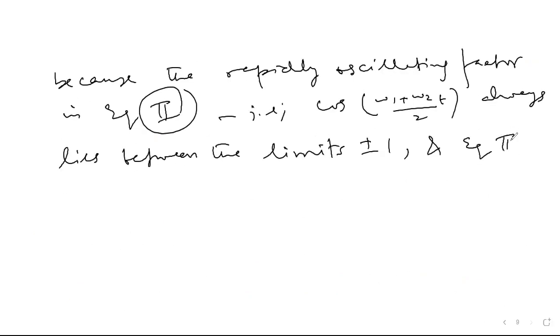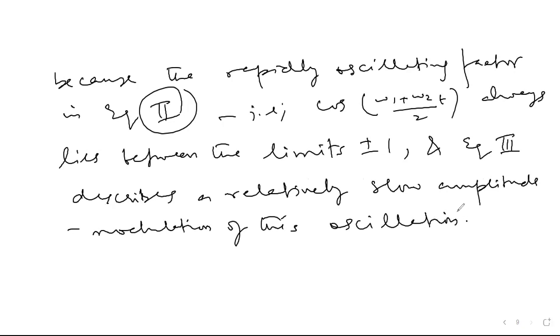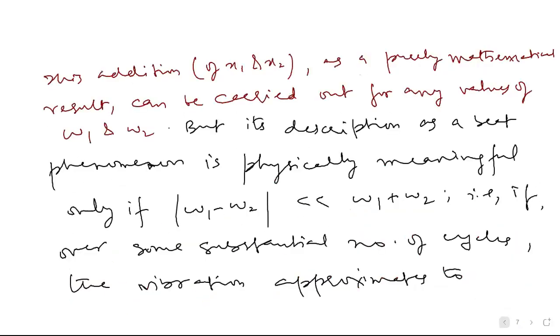and the equation third describes a relatively slow amplitude modulation of this oscillation. Try to understand it.